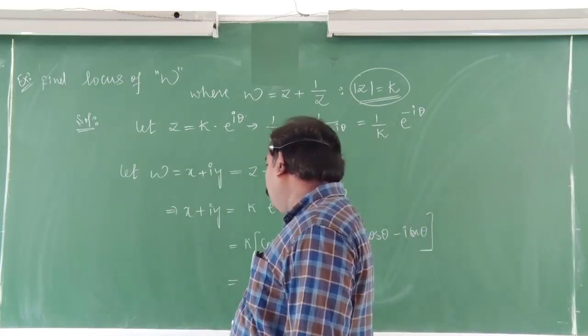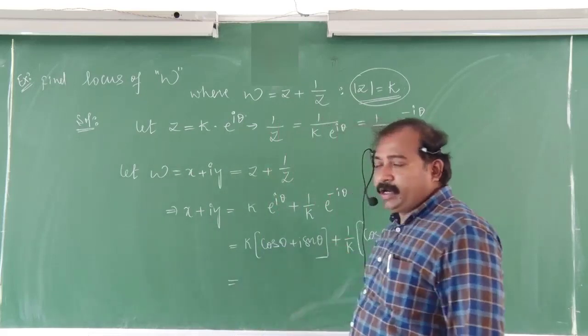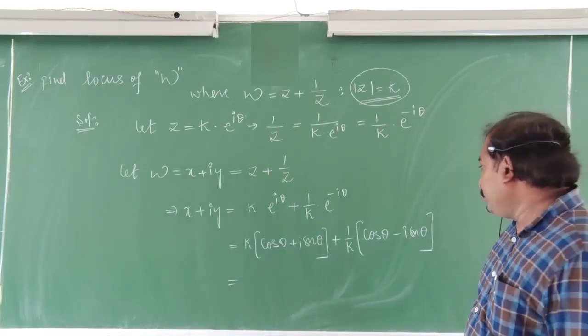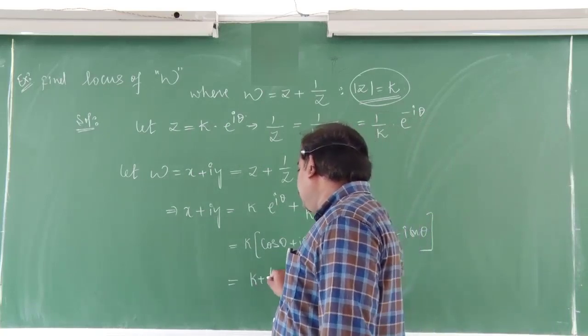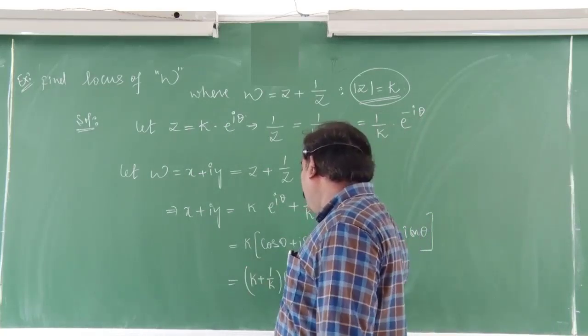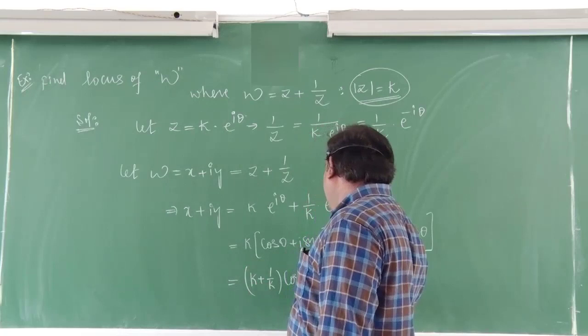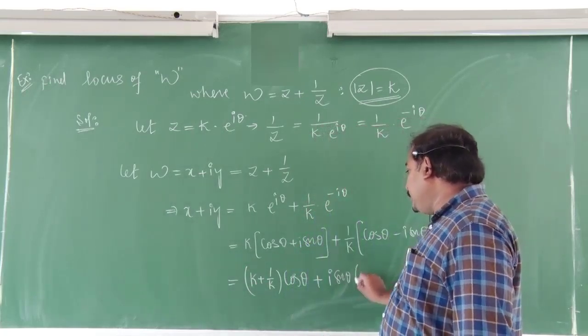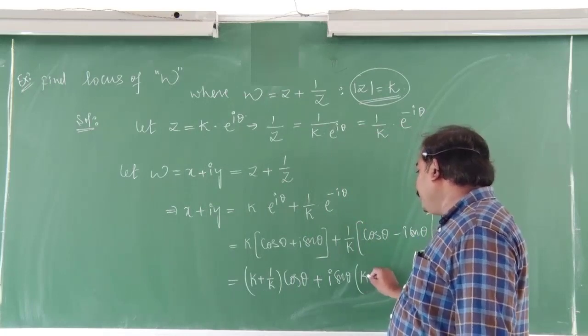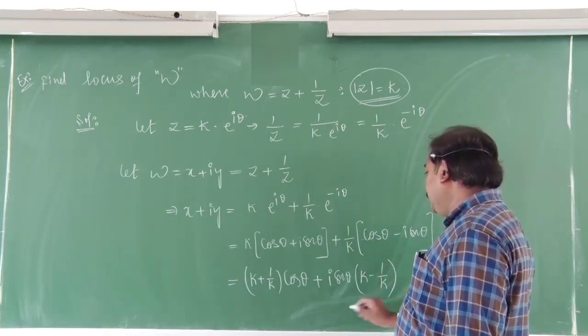Now make it into real part and imaginary part. If I separate this value, we get (K plus 1 by K) into cos theta as the first value, plus i sin theta, taking i sin theta common, we get (K minus 1 by K).